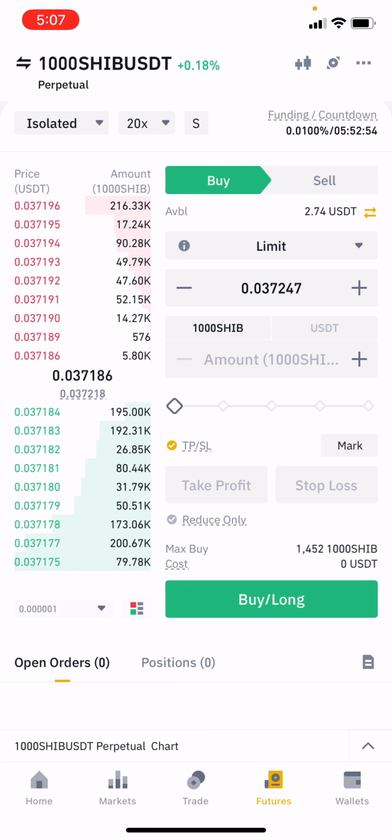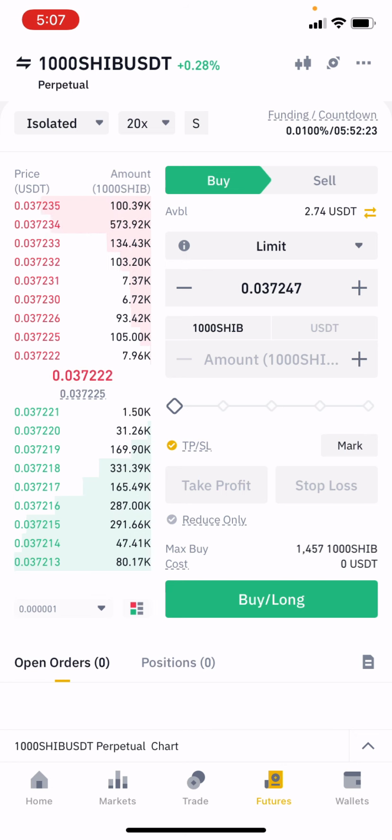Before I proceed, please note that futures is just like gambling. You can actually lose, you can actually gain. So just be very, very careful and don't use emotions while trading. Okay, let's continue. So look down, you'll see TP/SL. TP means take profit, while SL means stop loss.